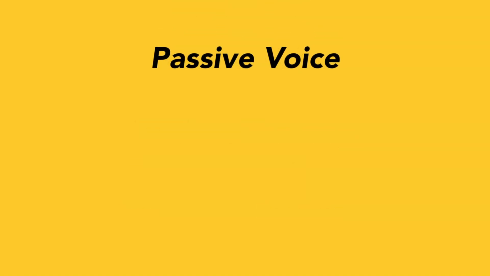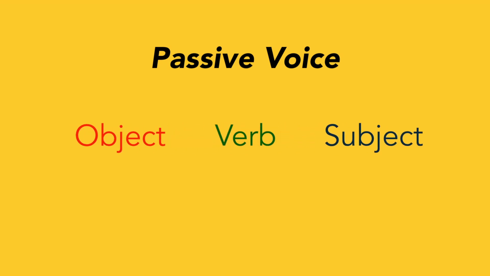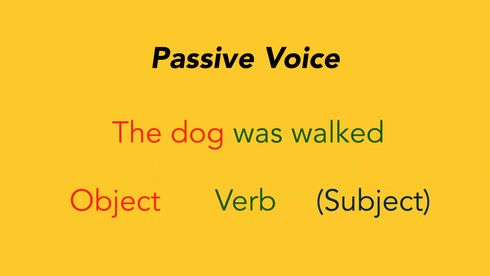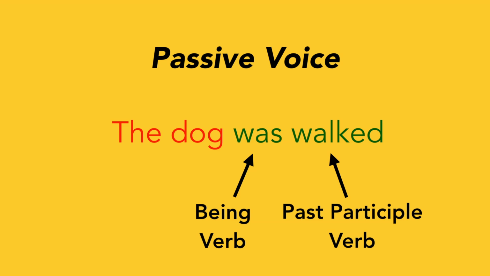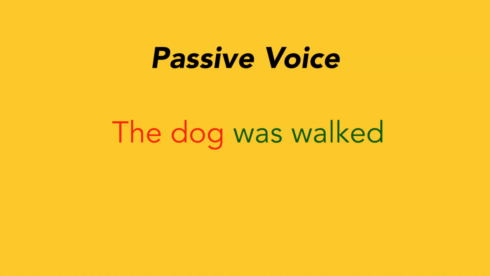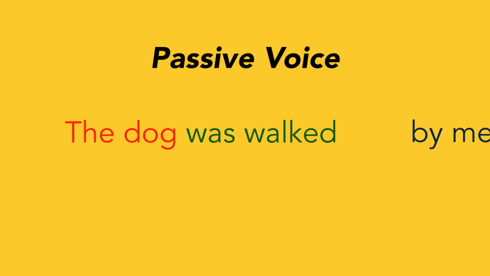Passive voice, on the other hand, places the object or receiver before the verb and doesn't always include the subject or doer. For example, the dog was walked is in passive voice. Passive sentences always have a being verb, such as is, are, or were, and a verb in what we call past participle format, which is usually made by adding ed to the end of the verb. Also notice that we don't know who's walking the dog because there's no subject or doer. We can add a doer at the end of the sentence by adding a by phrase, like, the dog was walked by me.